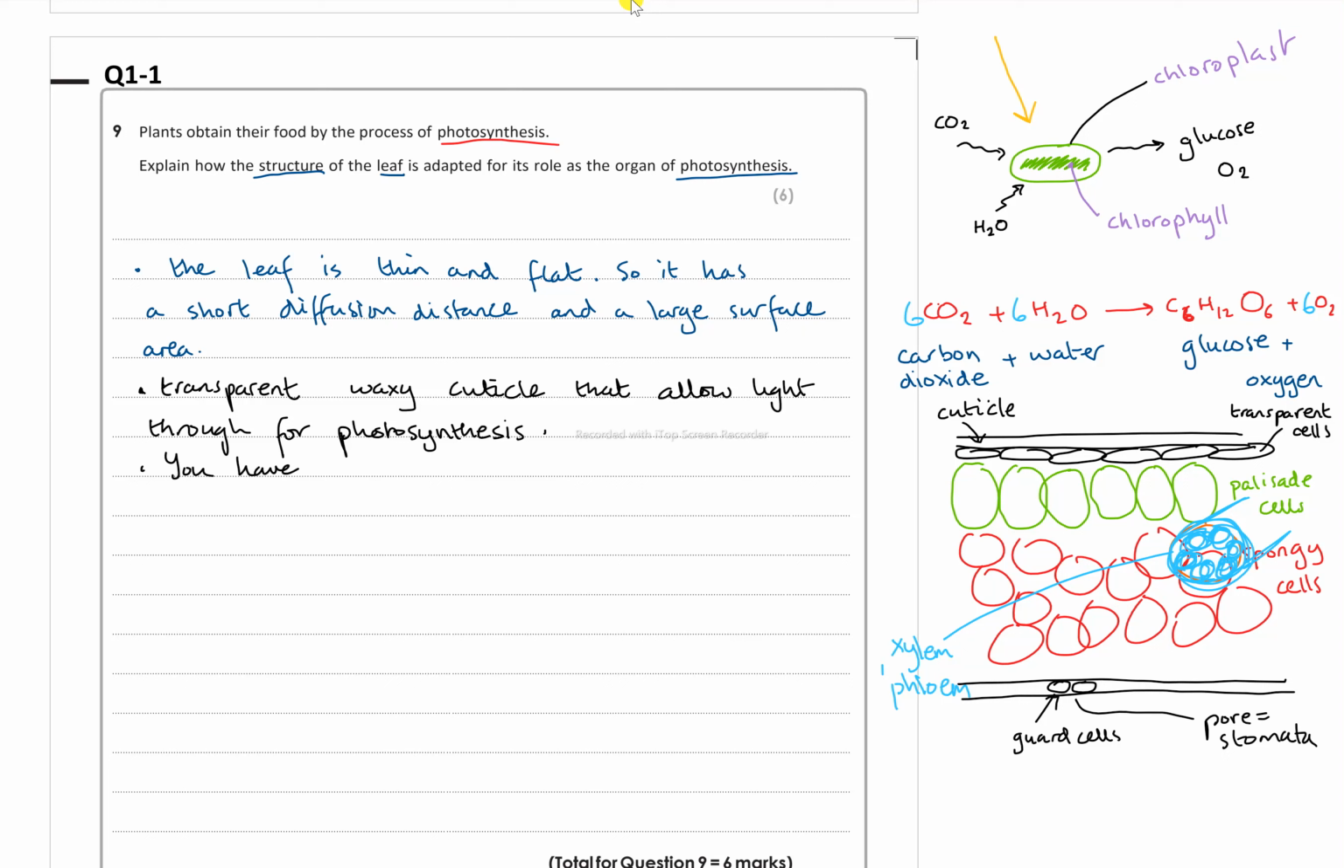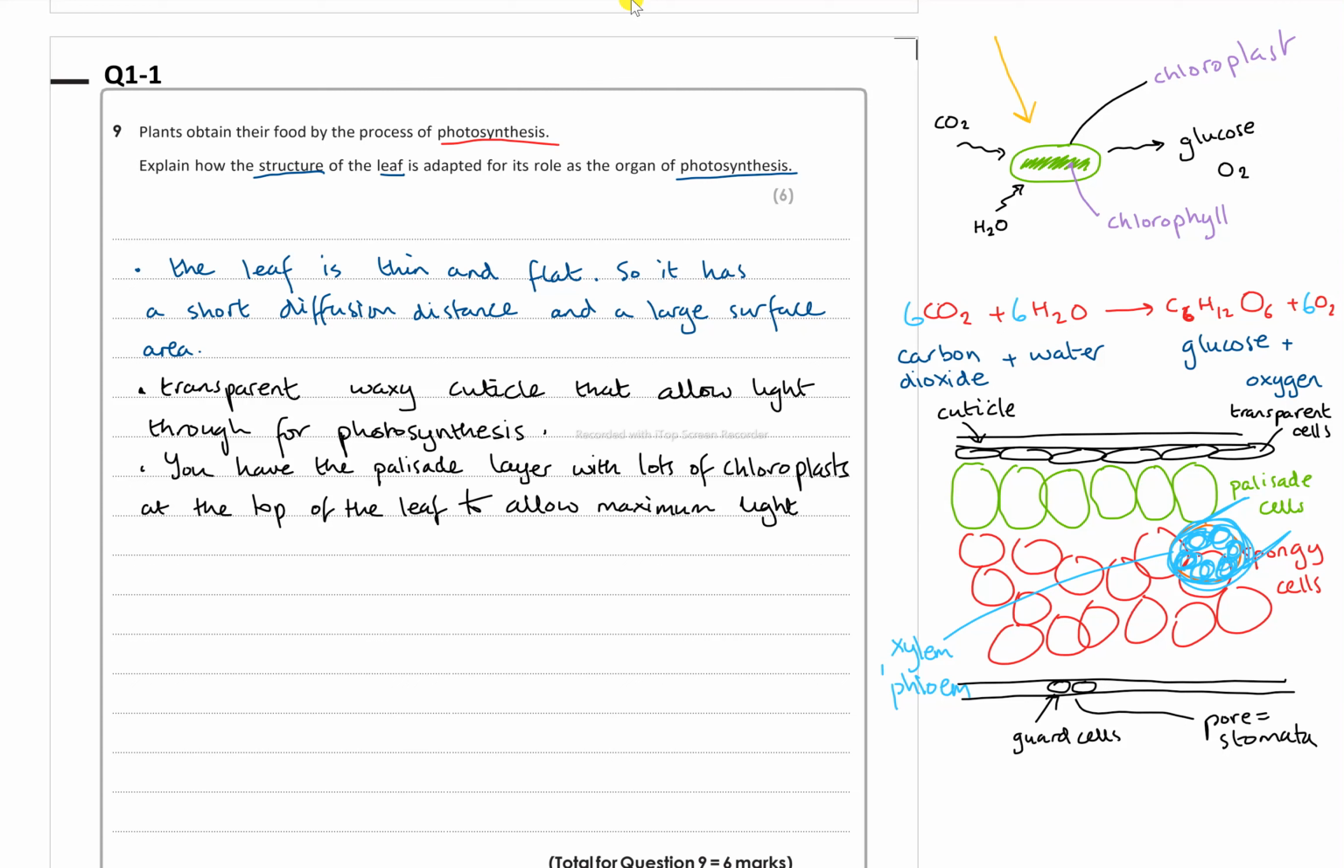You have the palisade layer with lots of chloroplasts at the top of the leaf to allow maximum light to be captured. Okay. What else is there?